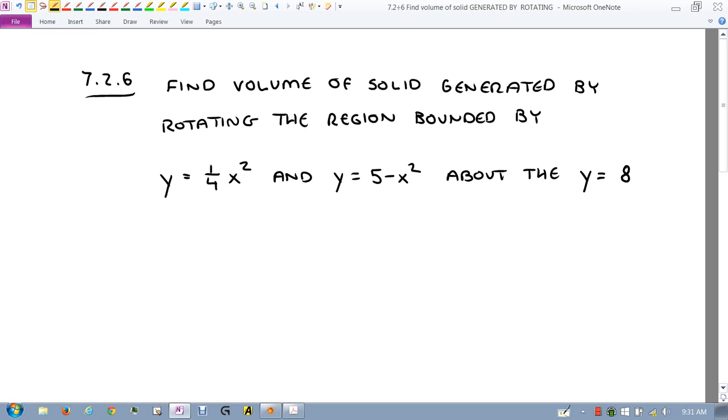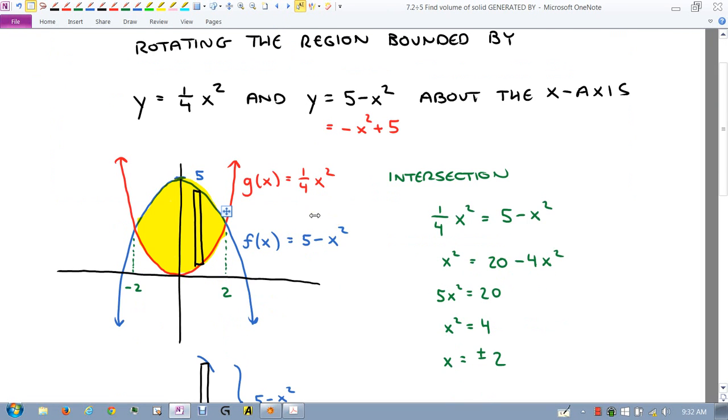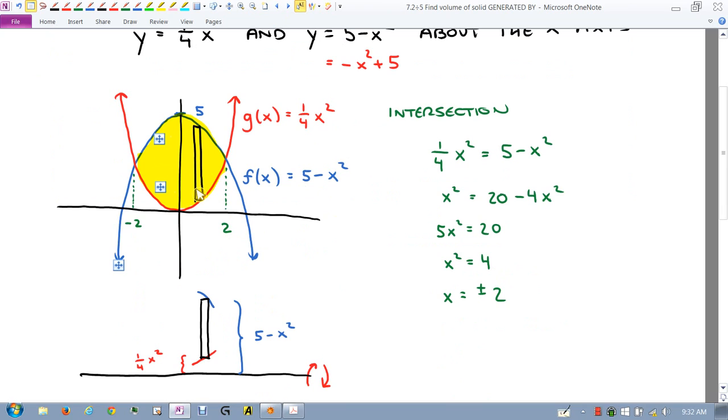So what does y equals 8 look like? What is y equals 8? It's a line, right? A horizontal line. Back here on this problem, we took that region and rotated it around the x-axis. What would that have looked like three-dimensionally? This can get a little bit challenging. What would that have looked like if I rotated this around the x-axis right here?